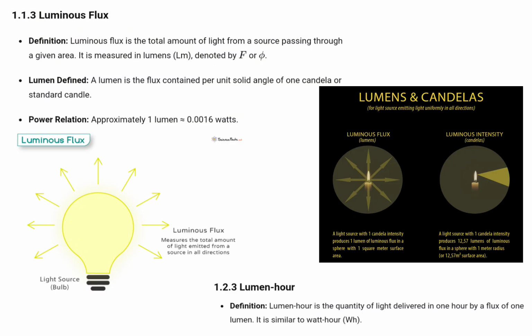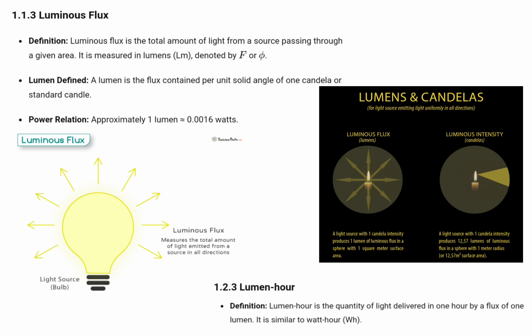Luminous flux. Luminous flux is the total amount of light from a source passing through a given area. It measures the total light emitted by a source and is commonly used to measure total lamp output. It is measured in lumens and denoted by F. Luminous flux tells us how much light is coming out of a source, useful for understanding the brightness of bulbs or lamps.